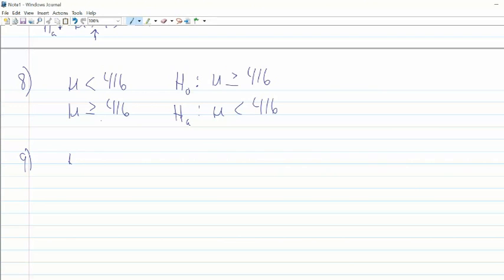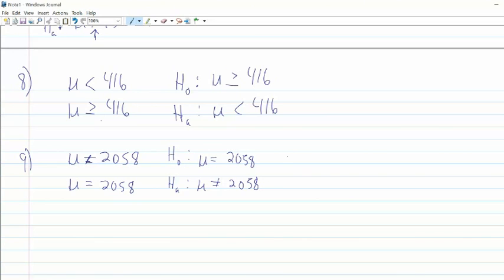So we have mean not equal to 2,058. The opposite of that would be mean is equal to 2,058. Okay, so that means that our null hypothesis is mean equals 2,058, and our alternate hypothesis is the mean is not equal to 2,058. Now, what else was given in the problem? We were told that we used a sample of 11 doors that were normally distributed.